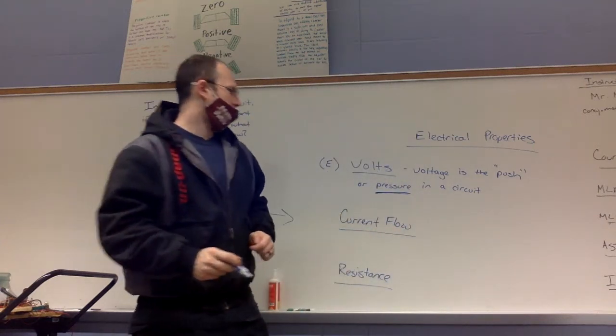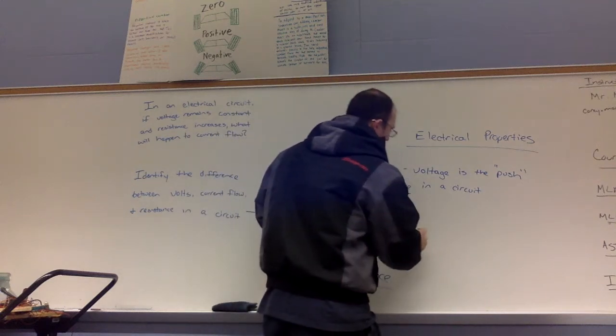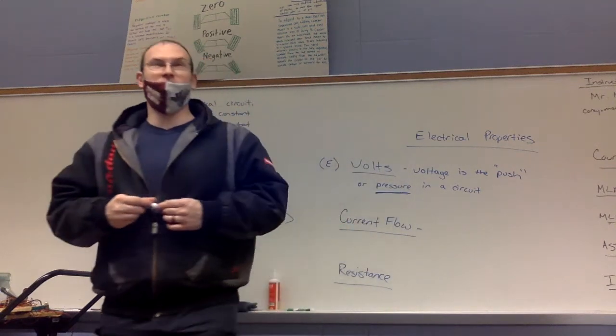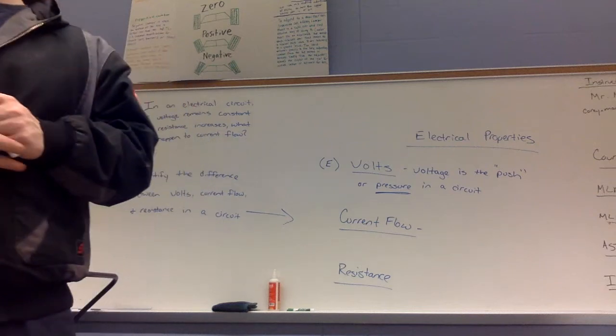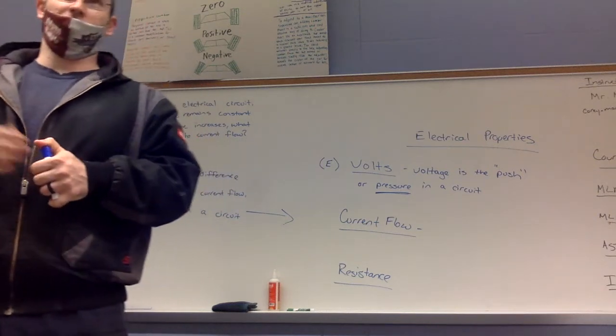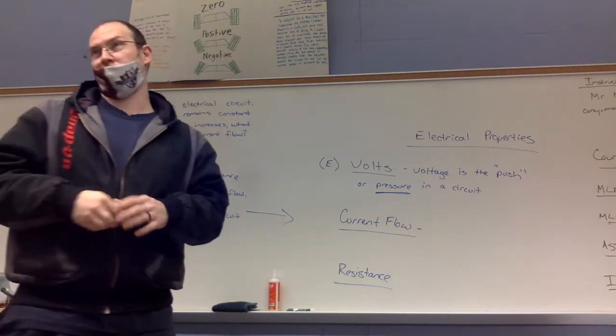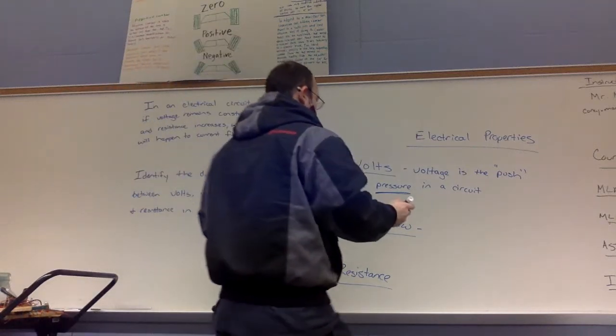Now, current flow. We established when we talked about the basics of electricity, we talked about current. Current is the movement of electrons across a conductor, or the flow of electrons across a conductor.